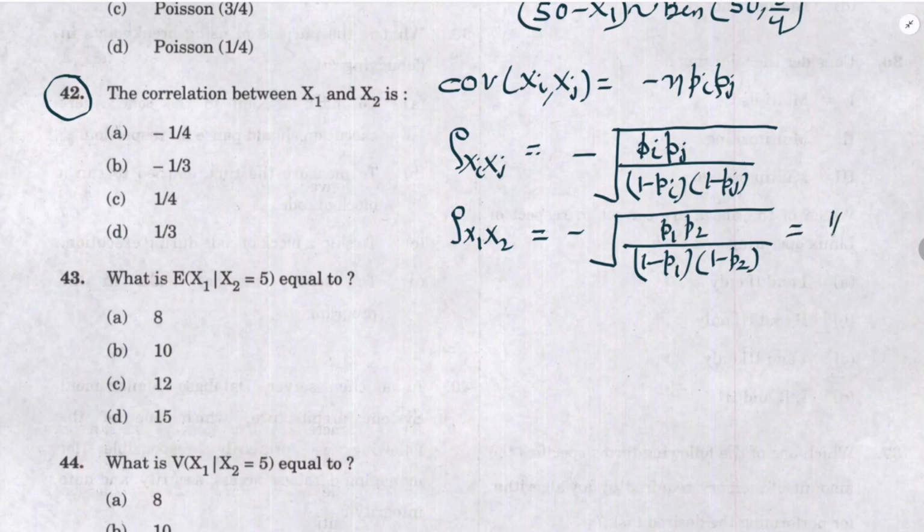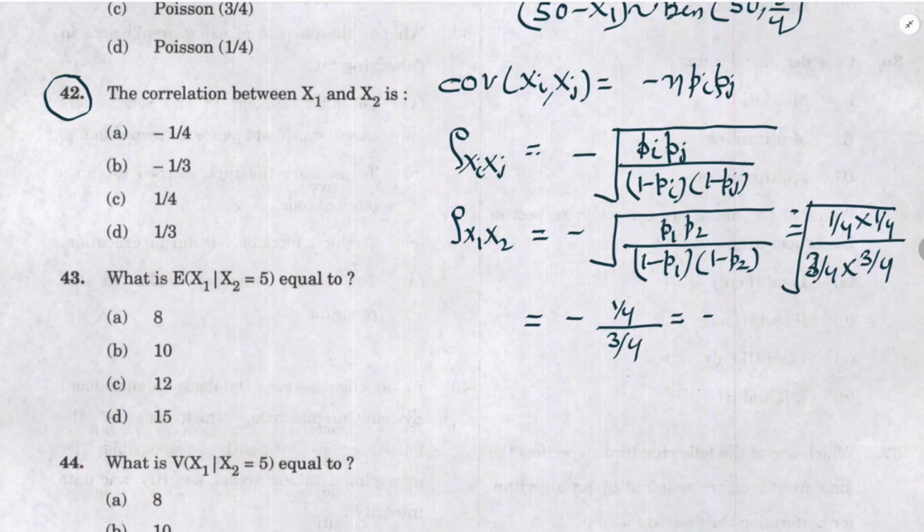So we will get 1 by 4 into 1 by 4, divided by the square root of 1 minus 1 by 4, which is 3 by 4, into 3 by 4, and then the negative sign. So in the numerator we will get 1 by 4, in the denominator we will get 3 by 4. This will give us minus 1 upon 3. So option B is correct.